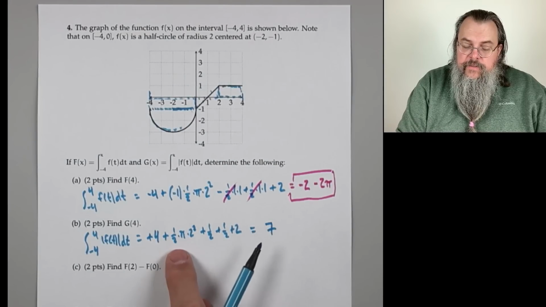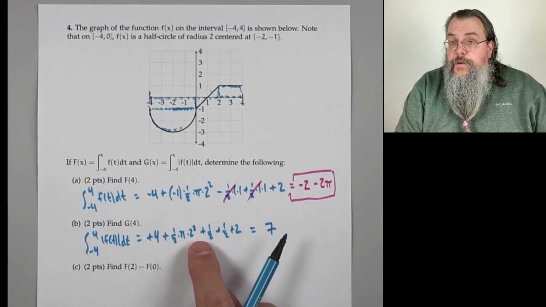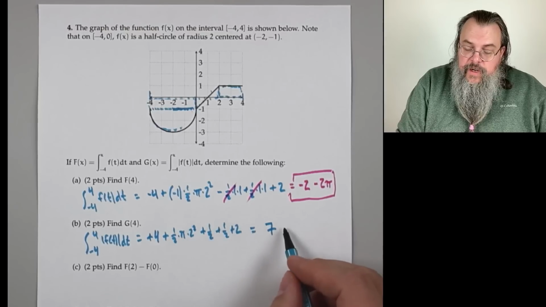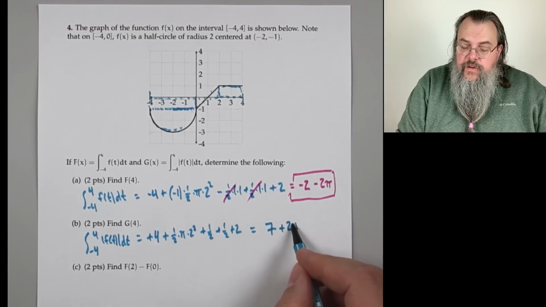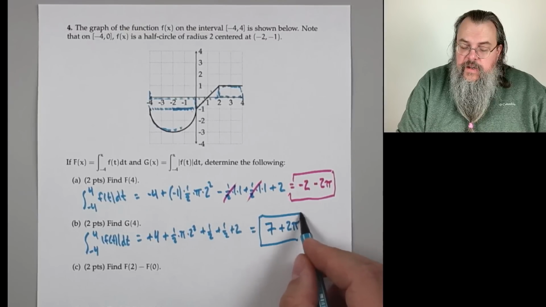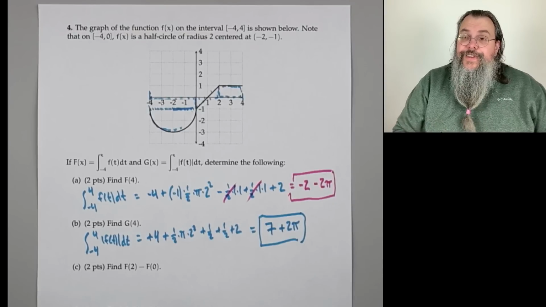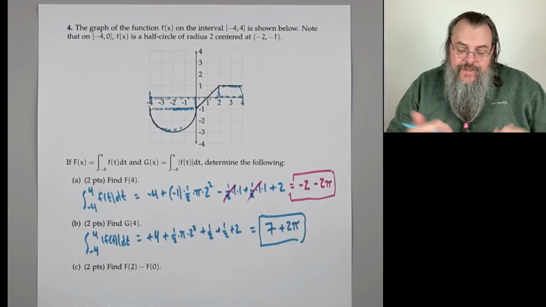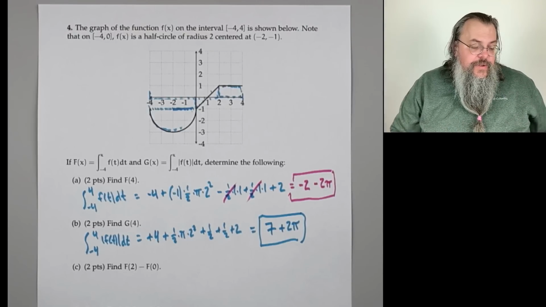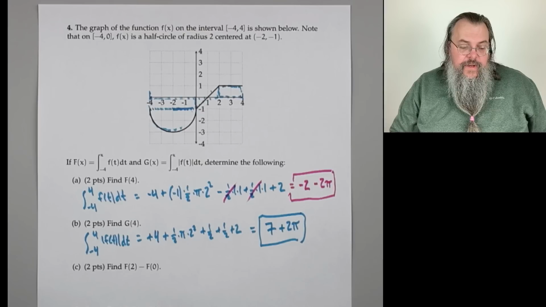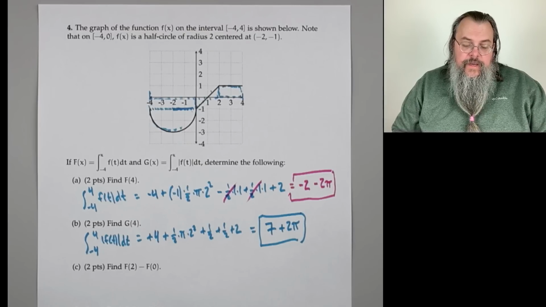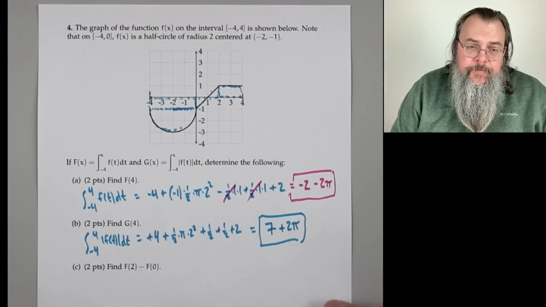And then a half times 2 squared, or 4, that would be 2 pi. So 7 plus 2 pi. And there we go. See? Once you know the geometry, you just say, pay attention to the signs. What's the sign?